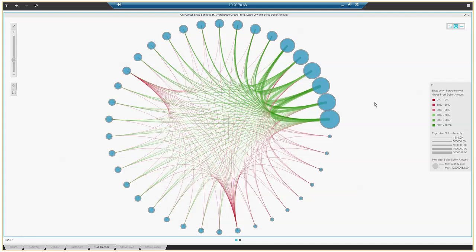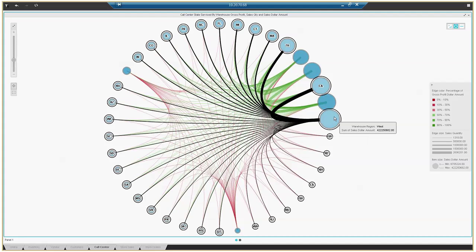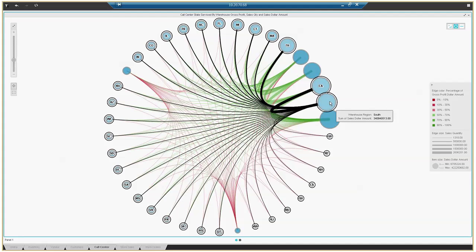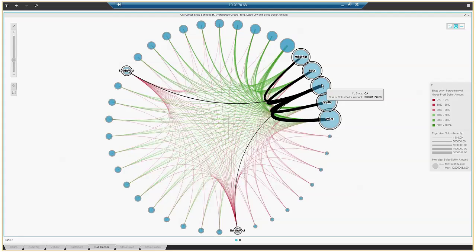The thickness of these lines reflects the gross profit, so the thicker means they're more profitable. The edge size reflects the sales quantity. So I can see very clearly that the West region is doing the most amount of business in terms of gross profit and sales quantity. I can continue to see what states they're shipping to as well.